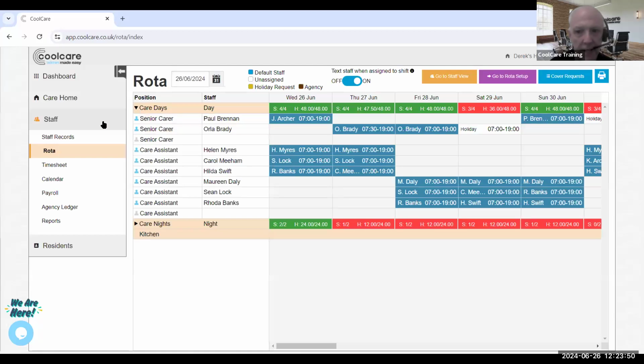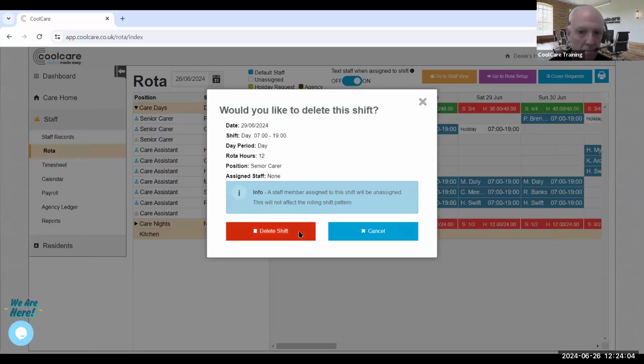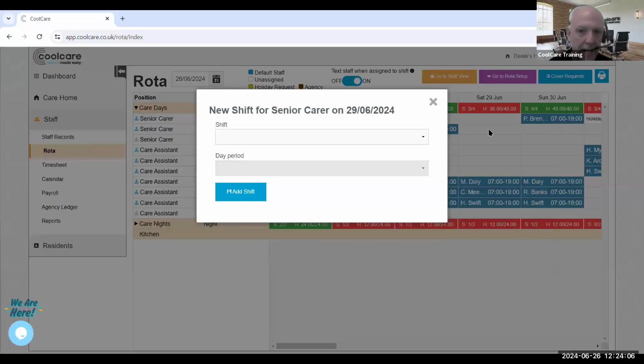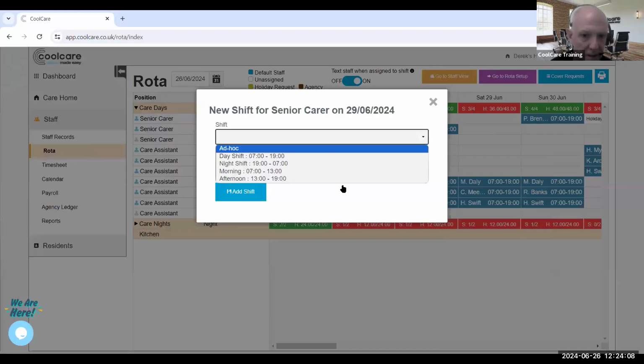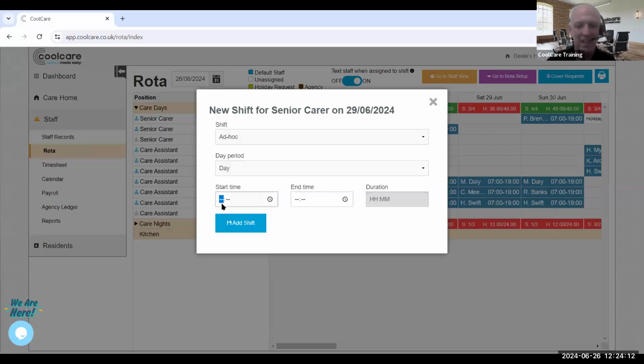Our friend Orla is missing for holiday. She's off that day, except she's not off that day. She's working. Let's say she's working in the morning. This is what I would do. I would click here and delete the shift. I would click here and add in an ad hoc shift. Can I do this in time? And on that shift, I would say she's working from 7 to 1, say. There you go.